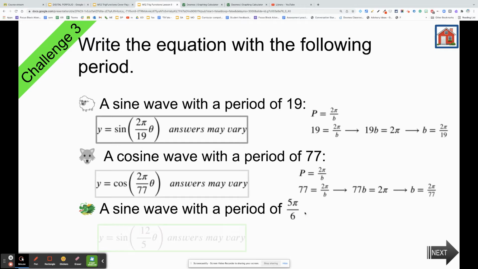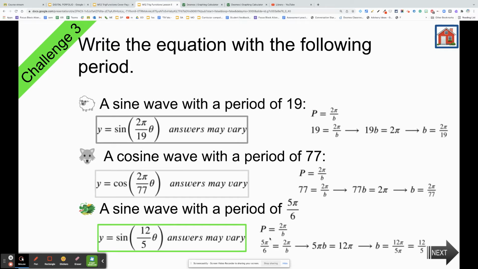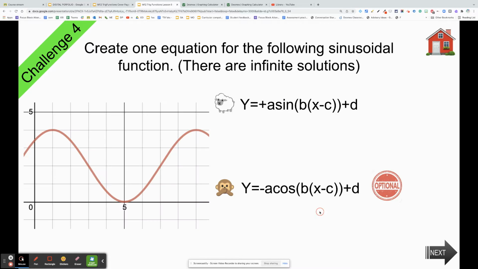You're going to have to go back on this one, but again, this would be 12 over 5, and here's why. 5 pi over 6 equals 2 pi over b, rearrange for b, and you get 12 fifths, and there's your b value. So hopefully you saw that pattern.